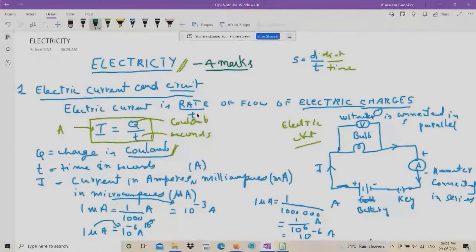And what does rate mean? Rate means it is with respect to time. When I say rate, for example, speed is distance upon time. So it is the rate of running, that means it is speed. Rate of flow of electric charges means how many electric charges, given as Q, flow per unit time of 1 second.